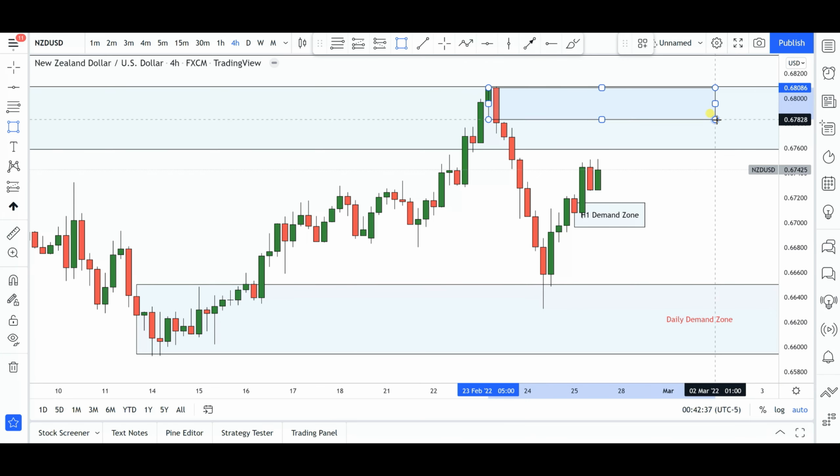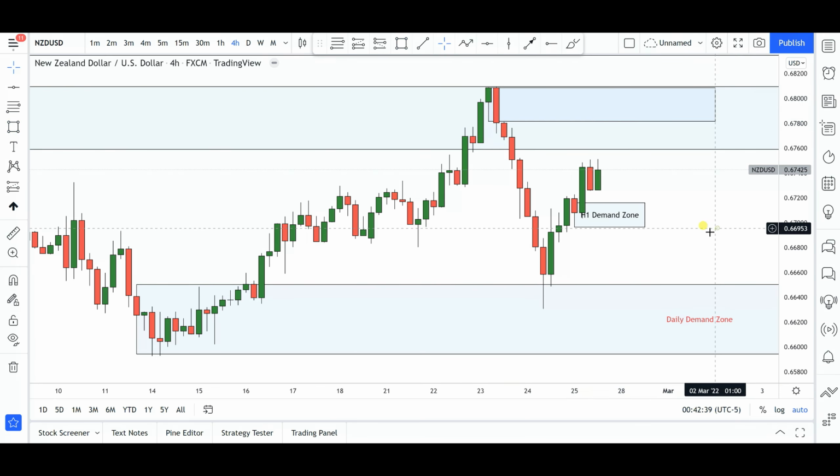All right, we have another supply zone in here in the 4 hours time frame. So this is a key area in this chart. This 0.6800 institutional price level is a key area in this chart. So I would love to see how price reacts when we get into that area.